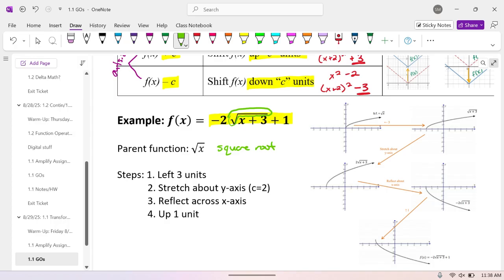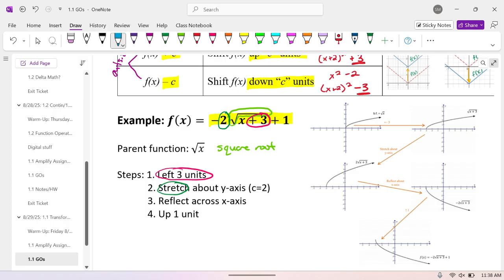Now, we start with our horizontal translation, which is right here. We're adding 3. Thus, we're going to the left 3 units. We then look at our dilation. It's right here, this 2. It's outside the brackets, because remember, the square root symbol is considered our bracket in this case. Thus, we are stretching, because it's greater than 1, by 2. All right? It's a vertical stretch, technically.